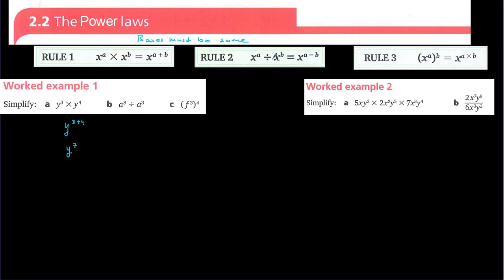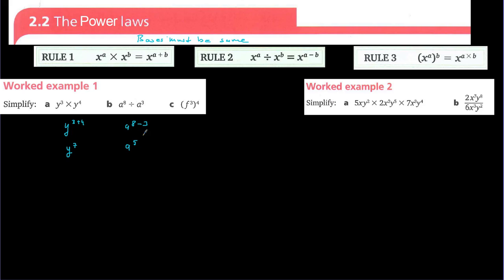Now the second one: x to the power of a divided by x to the power of b is equal to x to the power of a minus b. So this is a to the power of 8 minus 3, which is equal to a to the power of 5.